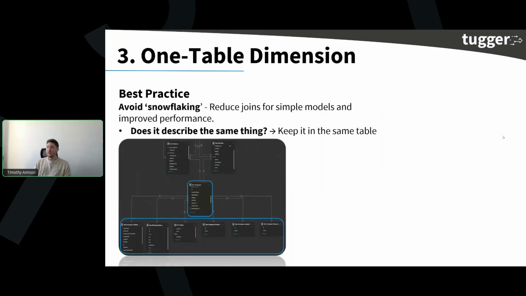Rule number 3, one table per dimension. This is a bit like the fact one. Again, we're trying to simplify our model. We don't want 7 tables when we can just have 1. It's not the same for source systems. They want the 7 tables because that's cleaner. But for us, we want our measures and calculations to be simple. We want our filters to be simple, to not have to pass through loads of tables because that slows things down. So we're avoiding what's called snowflaking.